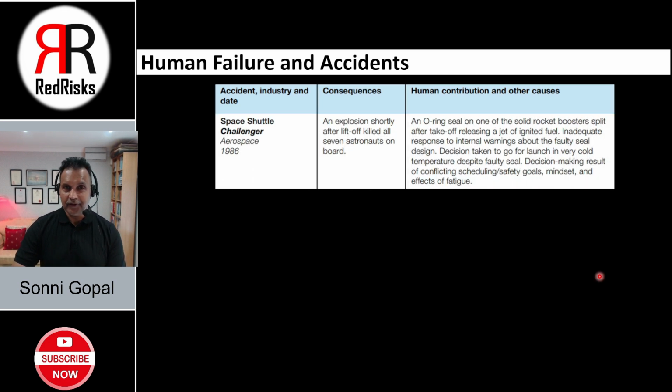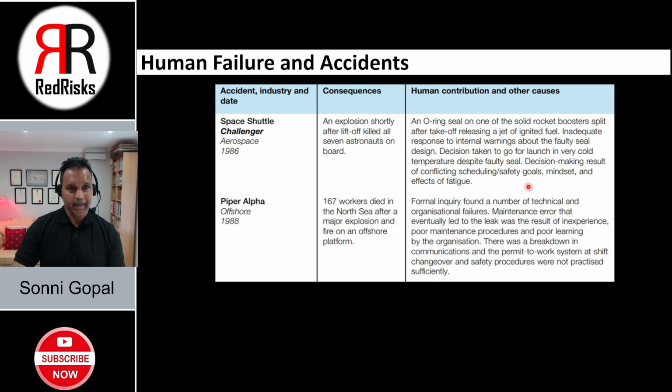Space Shuttle Challenger, again a popular one. This was an explosion in 1986. Here the O-ring seal. This is the classic example of a confirmation bias, if you like. It talks about how this O-ring seal failed during the mission.